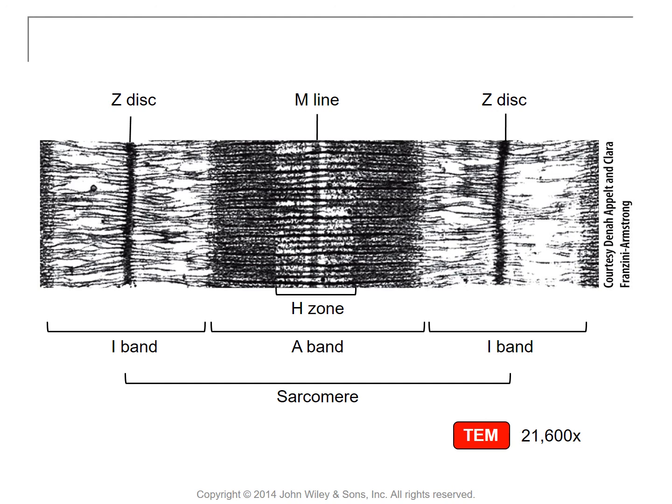Bordering the A band, you've got the I band on either side of it, and this is going to be just the thin filaments. And you can see how much lighter the thin filaments are even under an electron microscope. The Z discs are the boundaries of the sarcomeres.